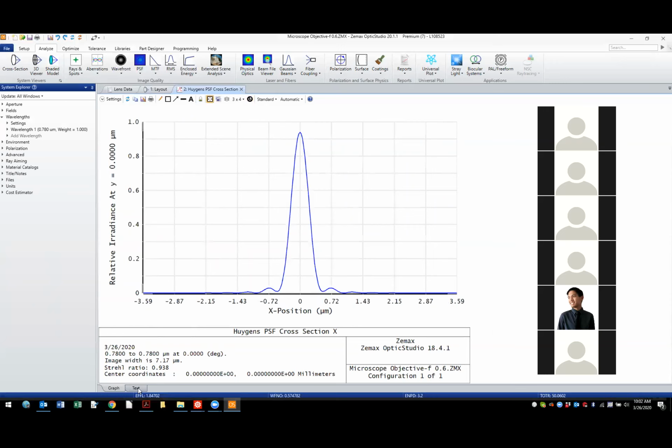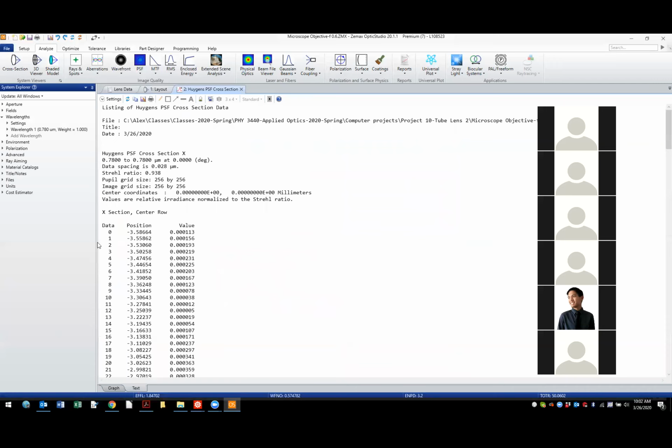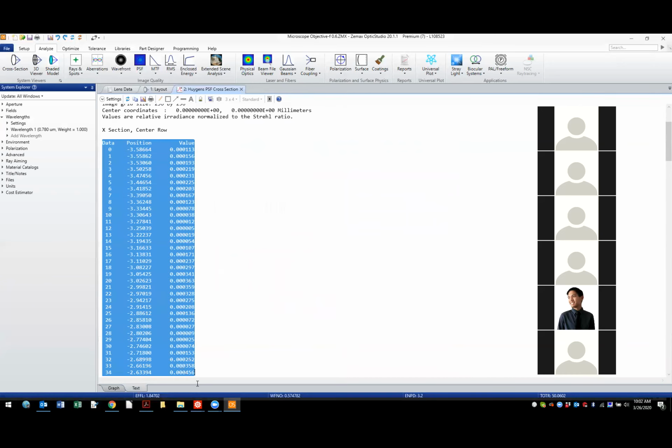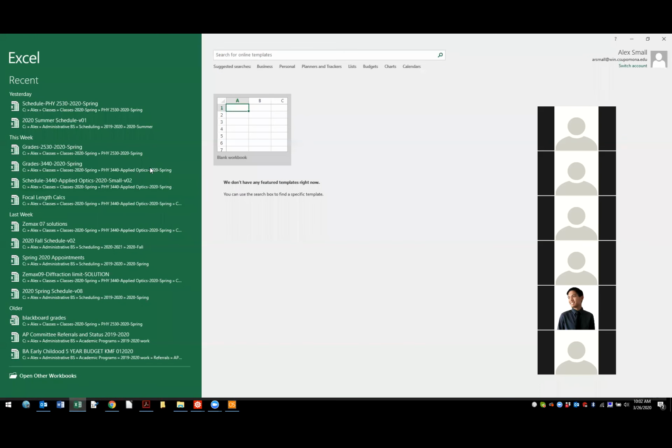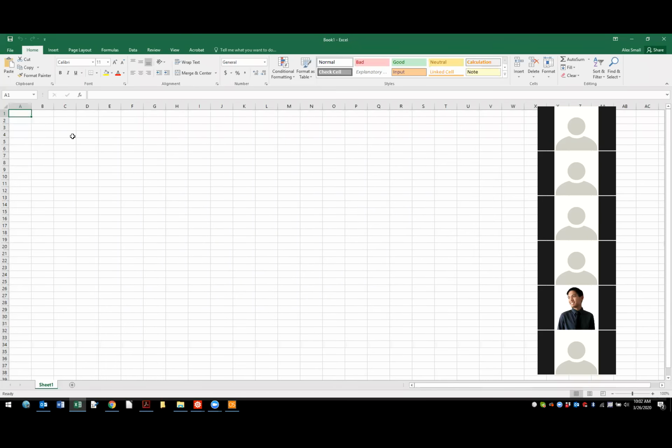Let's compare it with a Gaussian. I don't know of a way to plot a Gaussian in Zemax. So what I would do is just copy all of this. It's going to be an easier way. Copy, paste it into Excel.